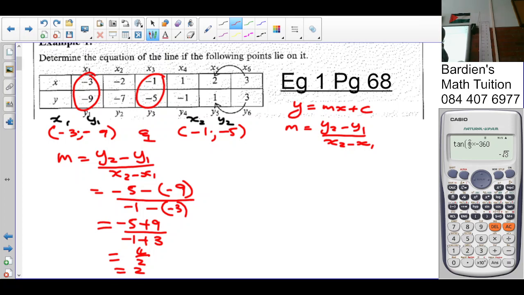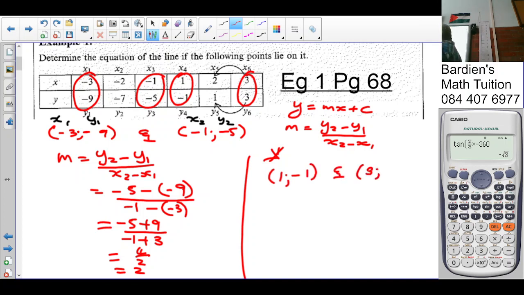Now, you see, let's work out the gradient if we chose another point. Let's choose that one there and this one there. If we had gone with those two, let's see what would happen. We don't normally work it out twice, we just work it out once. But let's say the points were 1 and minus 1, and 3 and 3. Work out the gradient now.